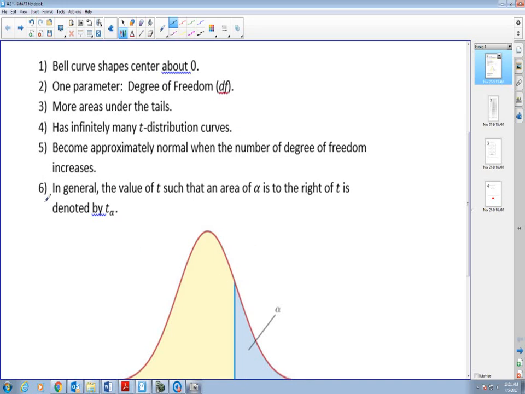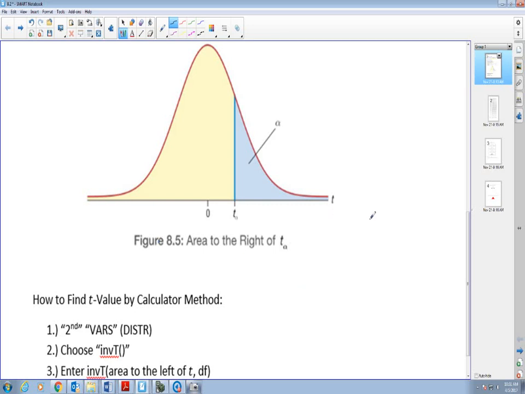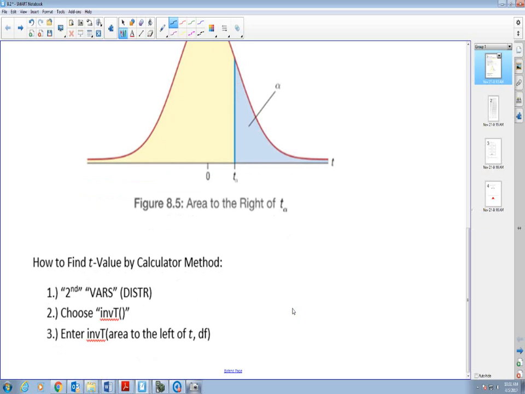In general, the value of t such that an area of alpha is to the right of the t value is denoted by t sub alpha. So rather than having a z-score here, I'm having a t-value. Alpha is referring to the area to the right. By giving you the area to the right, I can find the t-value. There are two ways we can go about finding the t-value. One is by calculator, the other is by the table.